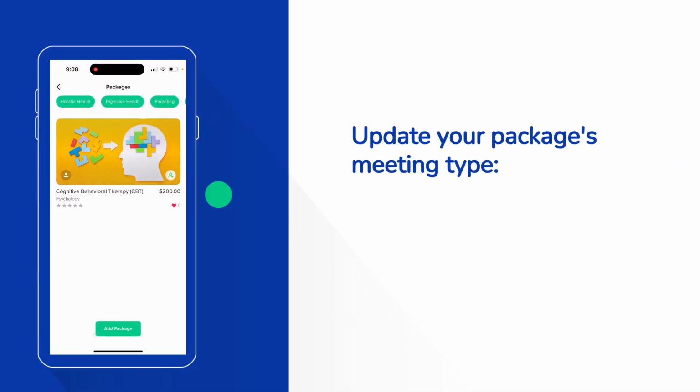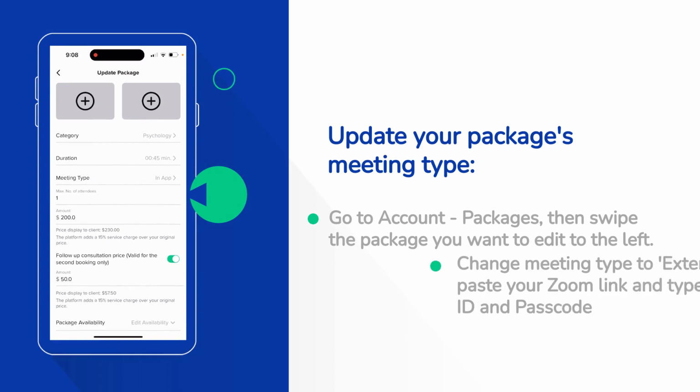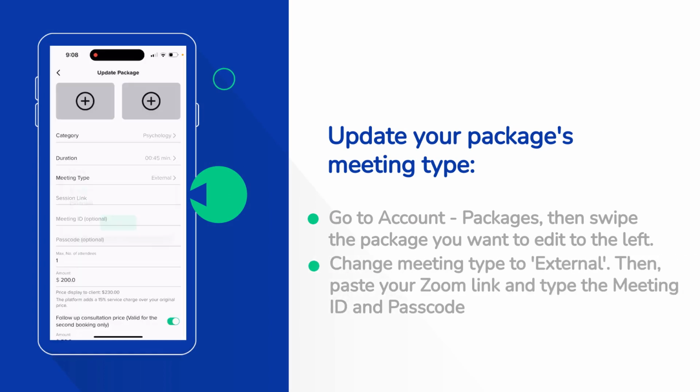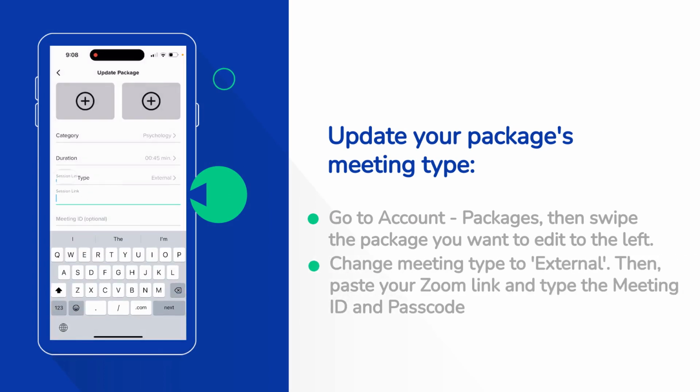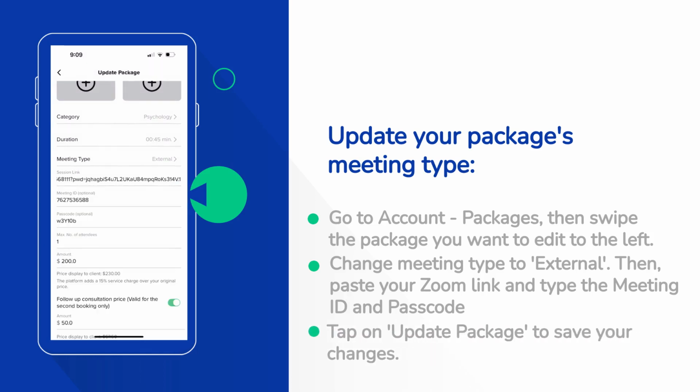To update your package's meeting type, go to Account, Packages, then swipe the package you want to edit to the left. Change meeting type to External. Then, paste your Zoom link and type the meeting ID and passcode. Tap on Update Package to save your changes.